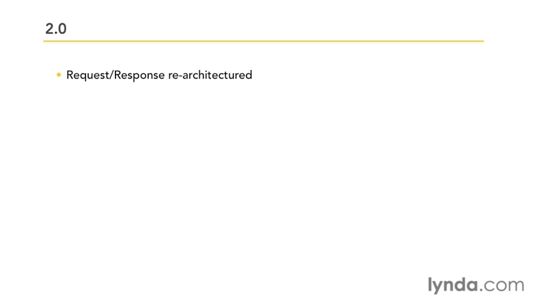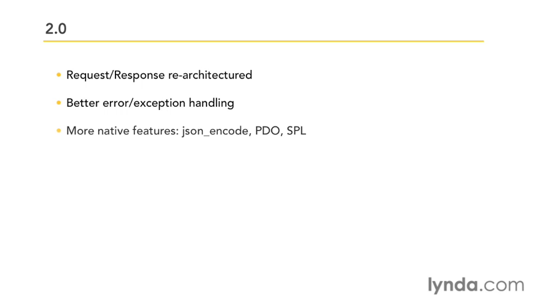Cake has recently released 2.0, and with it, they've re-architected a lot of their structure. One of the key re-architectures is the request and response mechanism. Exception handling and error handling has been improved. They've added a lot more native features, including JSON encode, PHP data objects, and SPL. They've improved the internationalization features.